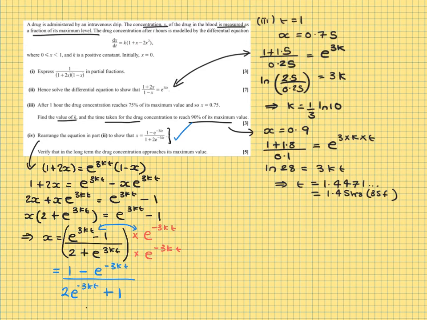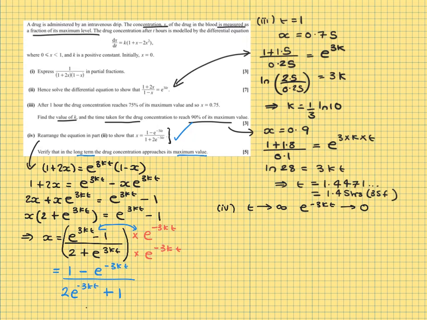Now, verify that in the long term, the drug concentration approaches its maximum value. So in the long term, this is where t approaches infinity. Now, as t approaches infinity, e to the negative 3kt will approach 0. You can test that on your calculator if you want to, or think about the shape of an exponential graph.